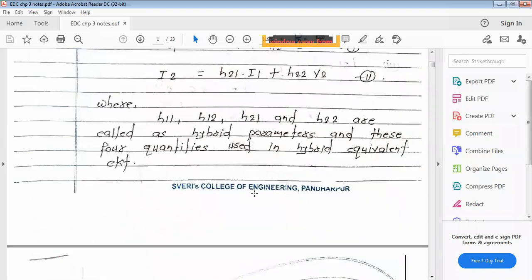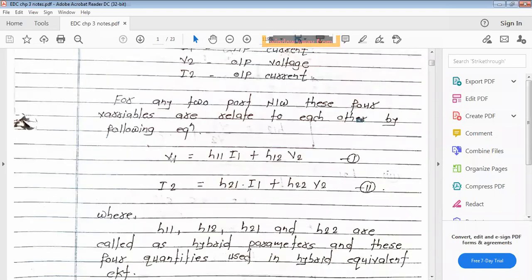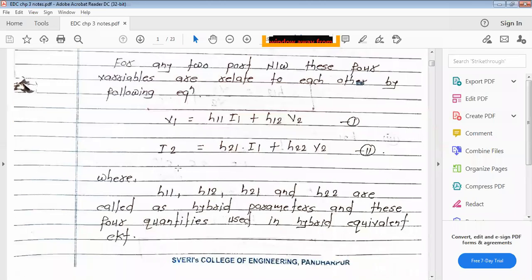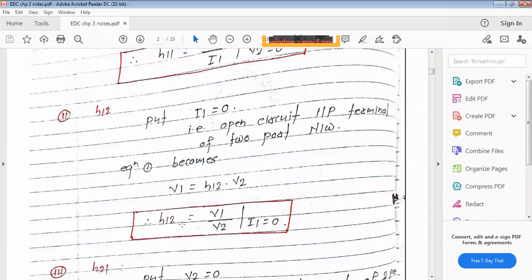Now, tell me what is H12? How to calculate H12? H12 is nothing but V1 upon V2, with I1 equal to 0. For calculating the value of H12, we have to first make I1 0. If we make I1 0, what equation is going to remain? V1 is equal to H12 into V2. Then how to calculate H12? It is V1 upon V2. Understood, everyone?